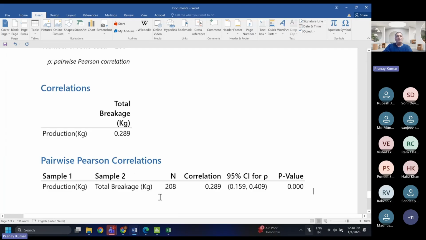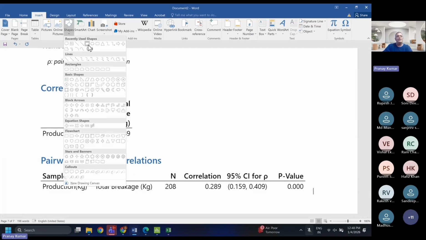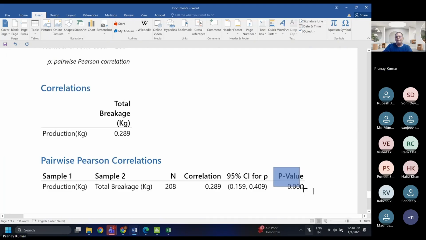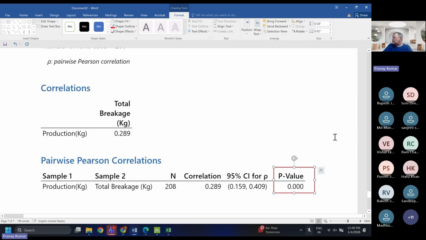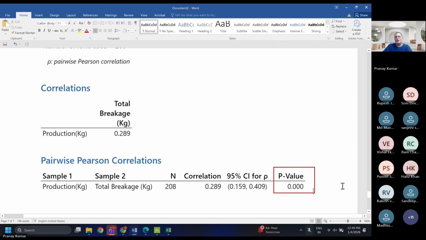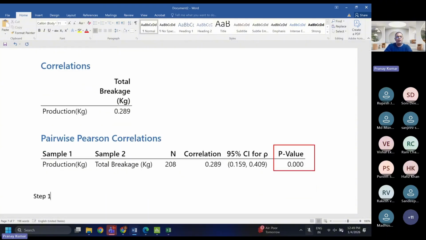फिर वही कहानी. पहला काम p-value. Everyone, whatever test you are doing, the first step that you should take is to look at p-value. Step 1, look for p-value.